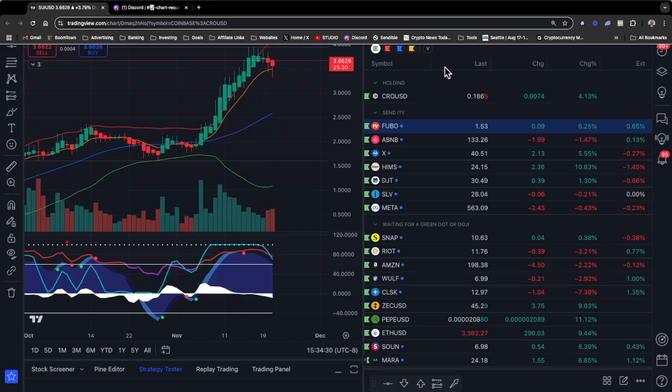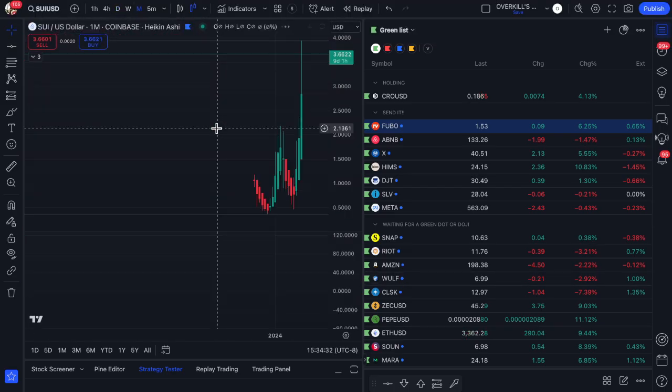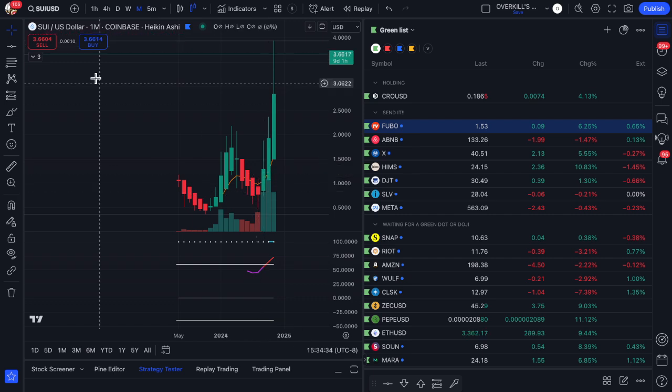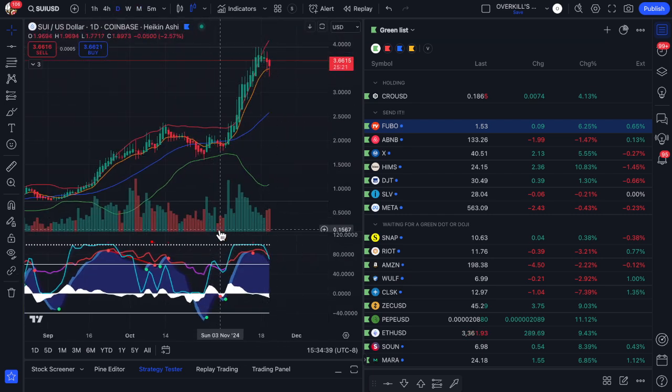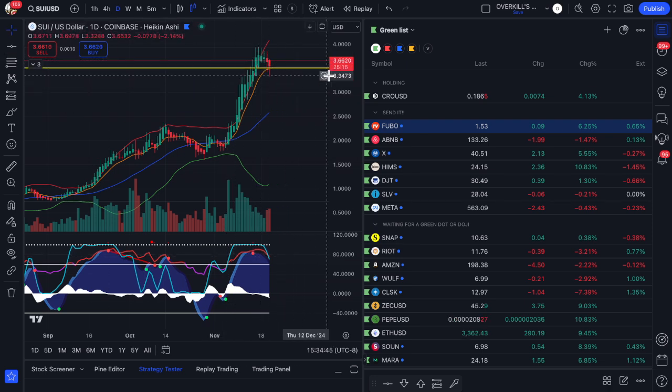We got SUI. SUI's been a ripper, dude. Okay, this has been an absolute tear. But I think this one, you can see there's some profit taking going on. So you got the red dot there on the 15th. Normally when I get a red dot, that's when I want to set my stop loss. And 350 is that level where I'd place that at.